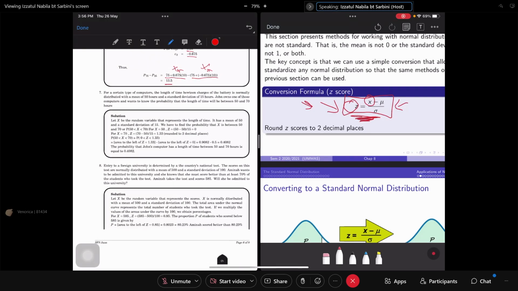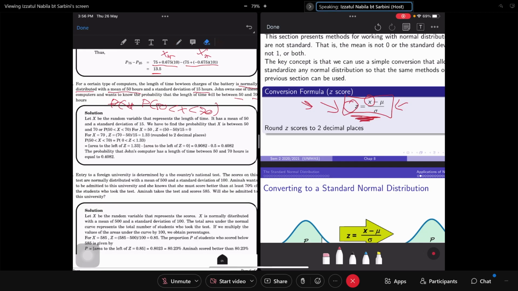For a certain type of computers, the length of time between charges of battery is normally distributed, which means that we can use the normal distribution formula. So mean is 50 hours and standard deviation is 15 hours. John owns one of these computers and wants to know what is the probability that the length of time will be between 70 and 50. So he wants to find the probability of X, the probability in between 50 and 70.